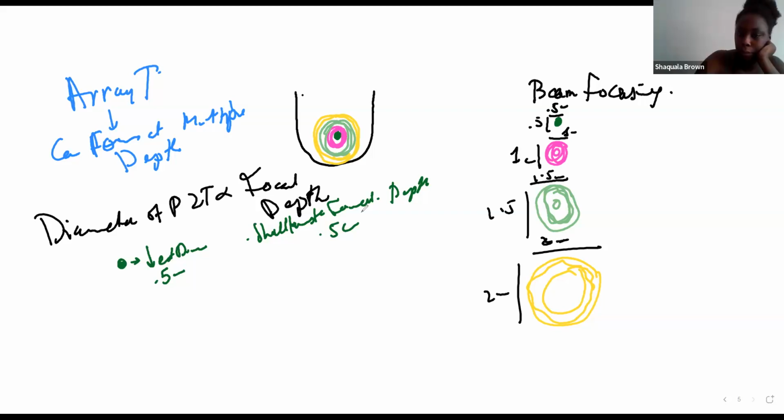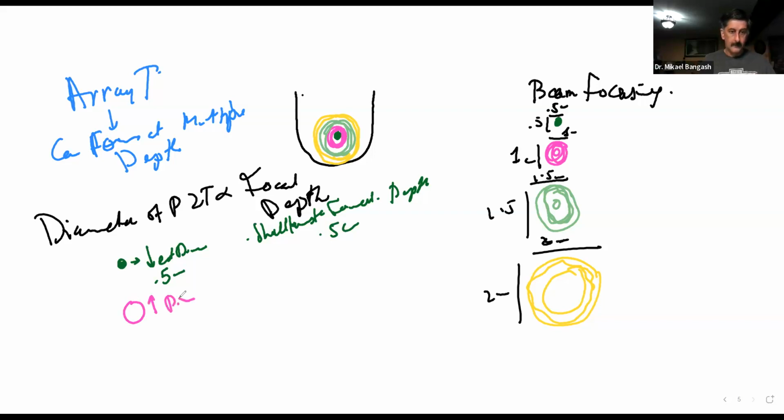Yes. Okay. We then went on to the next one, which is this one here. It has a slightly bigger diameter, at least greater than the previous one, which is going to be 1 centimeter. Which means we focus at a deeper depth. Let's just assume we said it focuses at a depth of 1 centimeter.